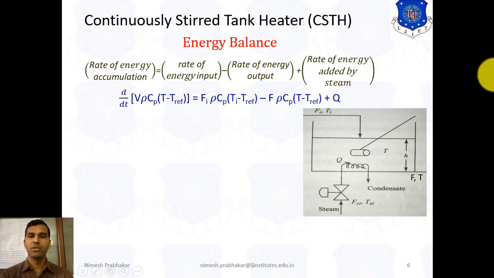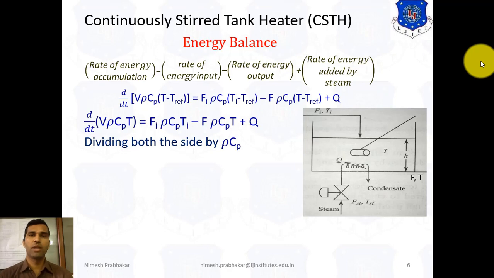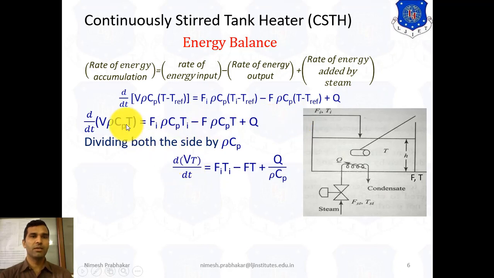Now here we consider the reference temperature is 0. In this equation we consider the reference temperature is 0. So we can write d by dt of V rho Cp T, with T reference equal to 0, equals Fi rho Cp Ti, minus F rho Cp T, plus Q. Now here divide both sides by rho into Cp. So we can write this equation as d by dt of V T, where rho Cp is cancelled, equals Fi into Ti, rho Cp cancelled, minus F into T, rho Cp cancelled, plus Q upon rho Cp.